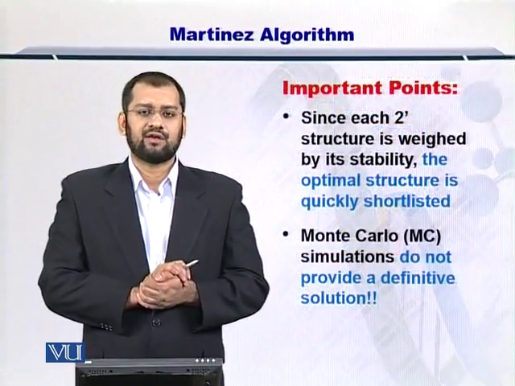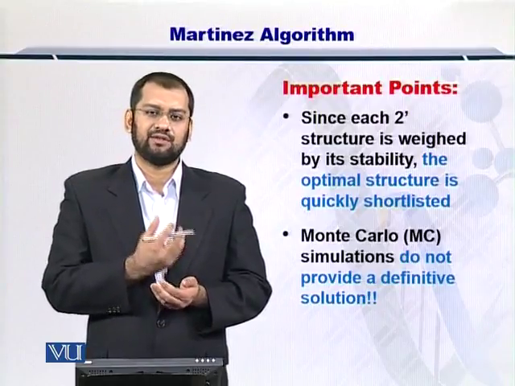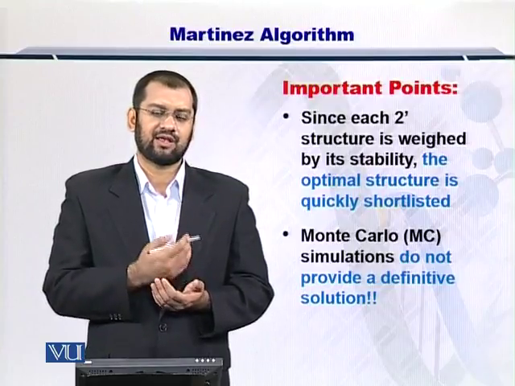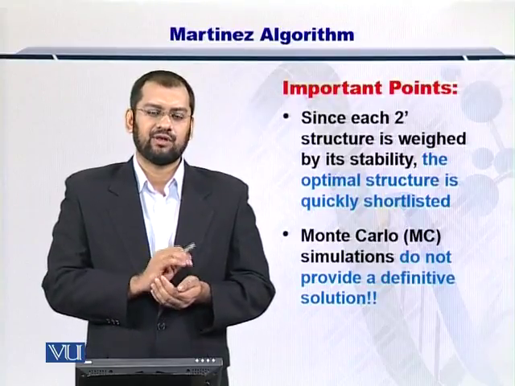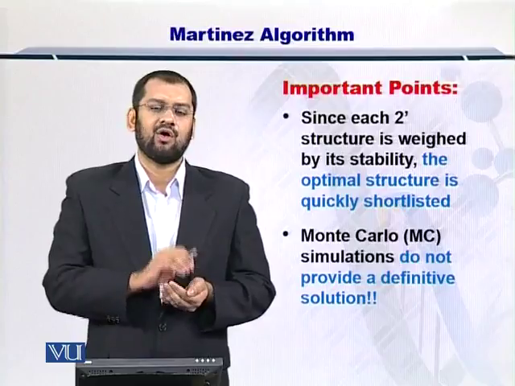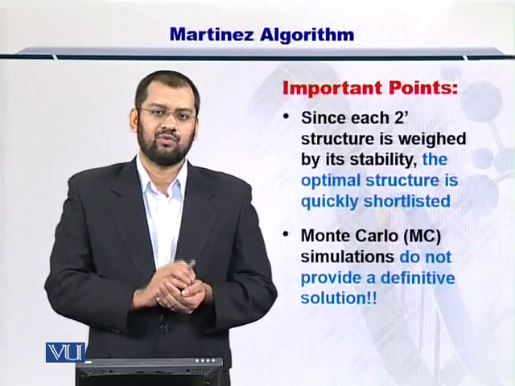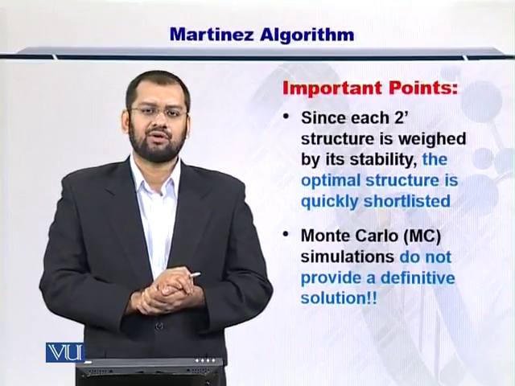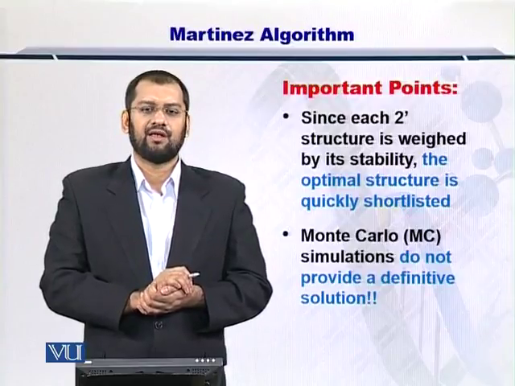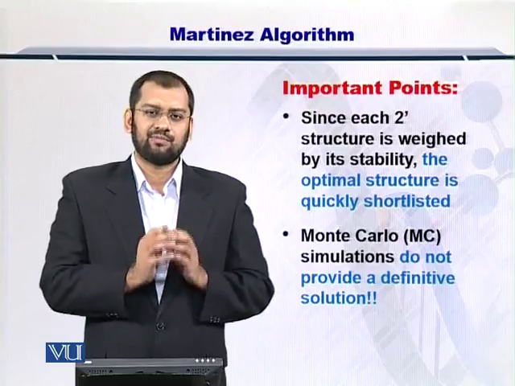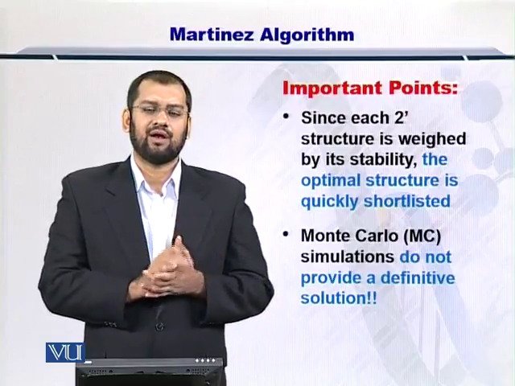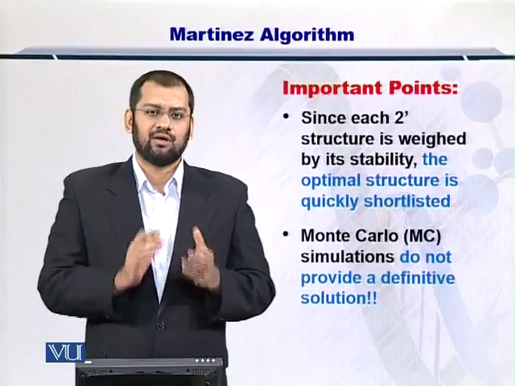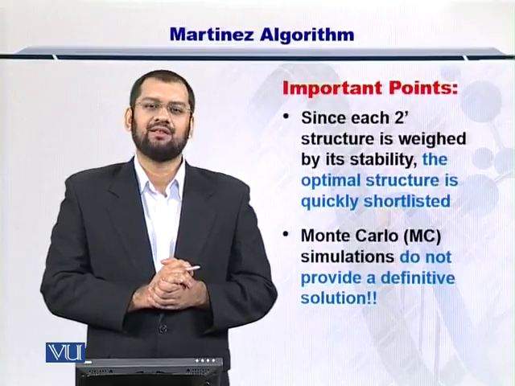Okay, so since each secondary structure is weighed by the energy that it gives out, therefore it is more probable. The probability of selecting that structure increases. So in this way, the probability of selecting all such secondary structures that are more stable is high. You must note that Monte Carlo method does not give you a definitive solution. All it does is it keeps making those combinations until you arrive at the optimal structure. Of course, if the RNA sequence is small, then you can have a definitive solution, but typically that is not the case.